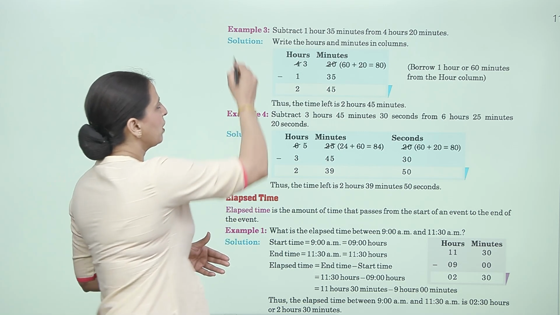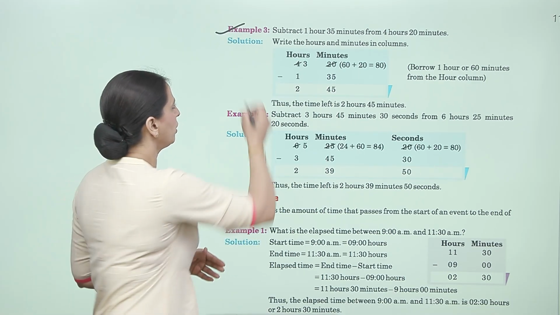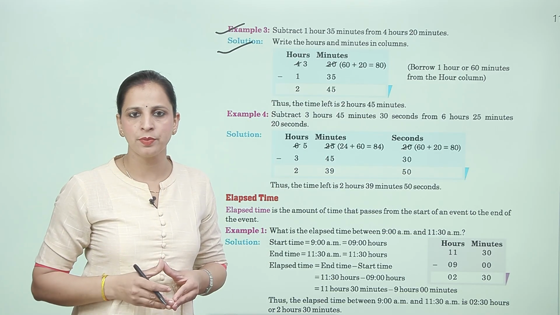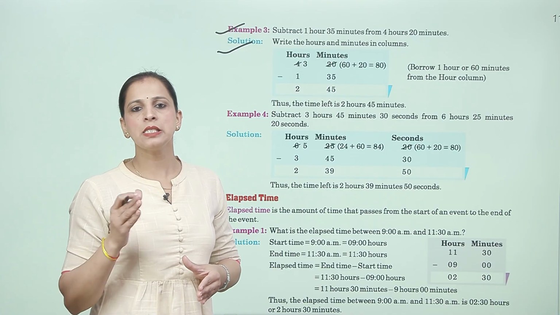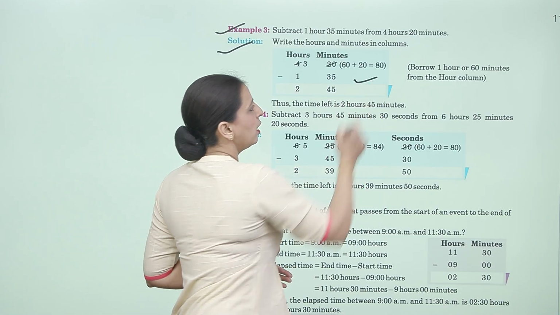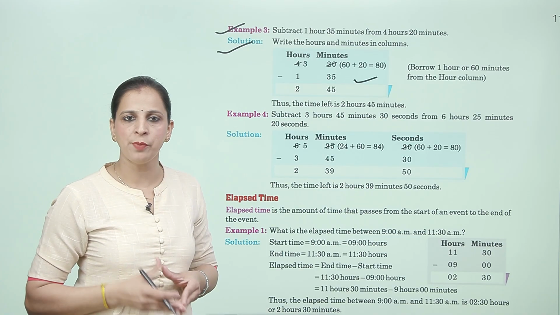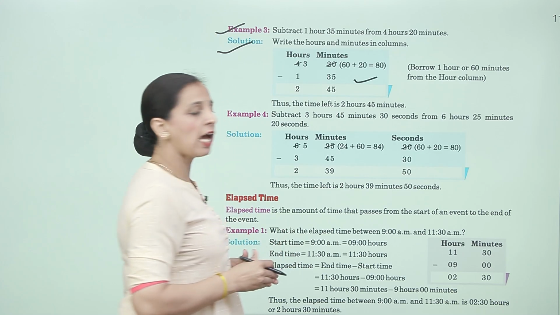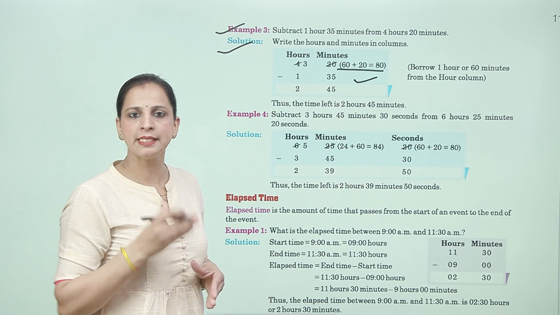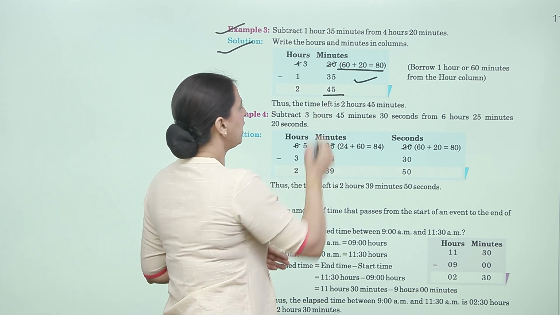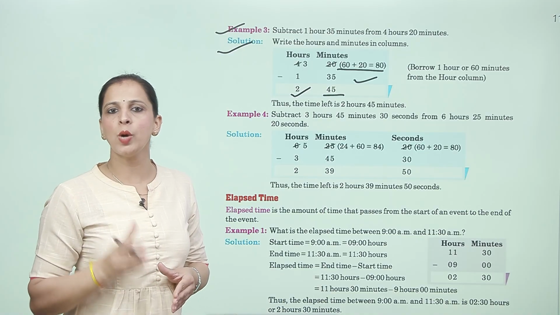Now example 3. Subtract 1 hour 35 minutes from 4 hours 20 minutes. Now solution. Write the hours and minutes in columns, 4 hours 20 minutes minus 1 hour 35 minutes. 35 minutes cannot be subtracted from 20 minutes, so we have to borrow 1 hour. 1 hour becomes 60 minutes. So it becomes 60 plus 20 equals 80 minutes. 80 minus 35 is 45 minutes. Now 3 minus 1 equals 2 hours. Thus the time left is 2 hours 45 minutes.